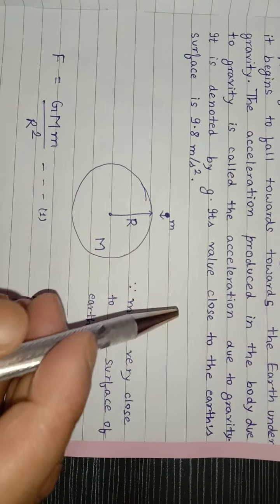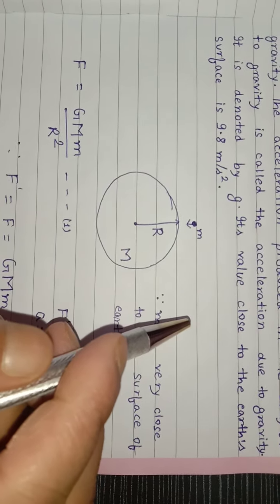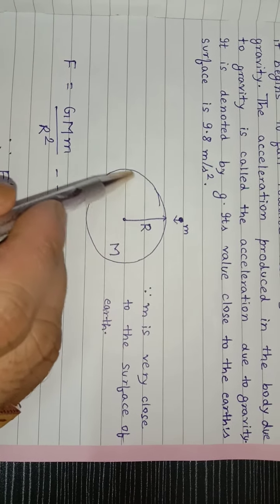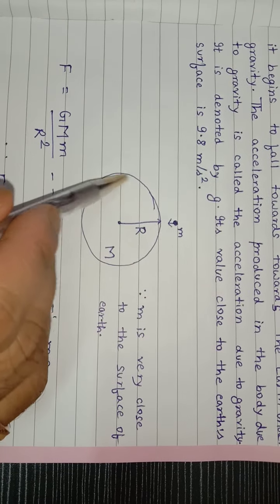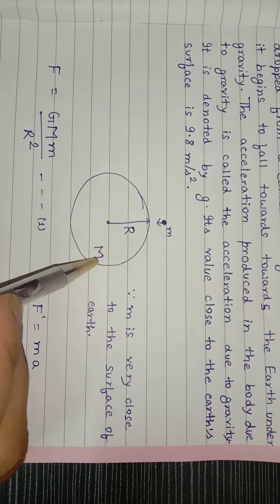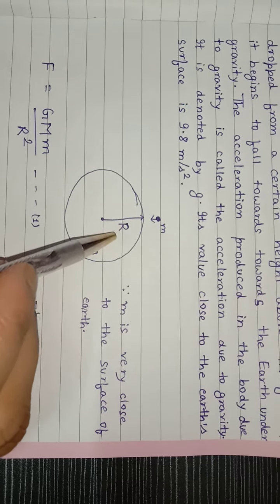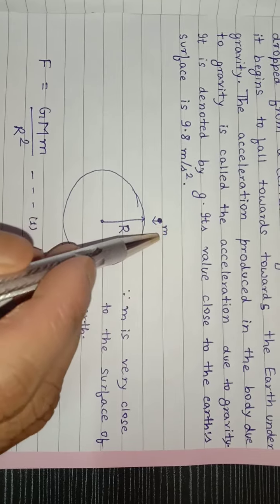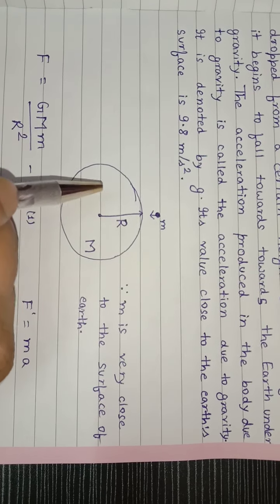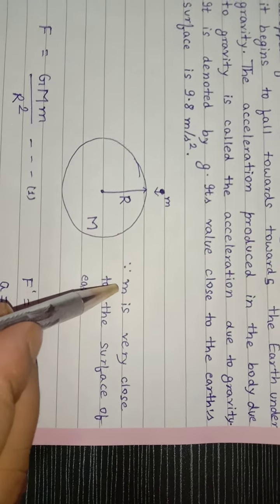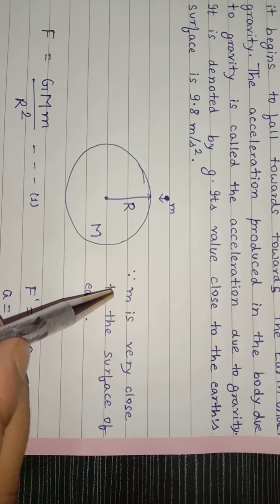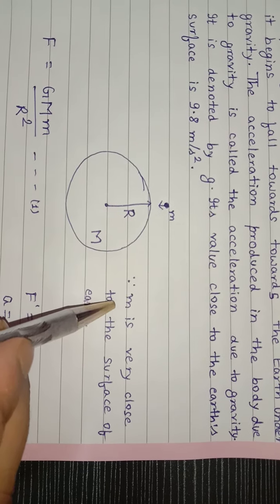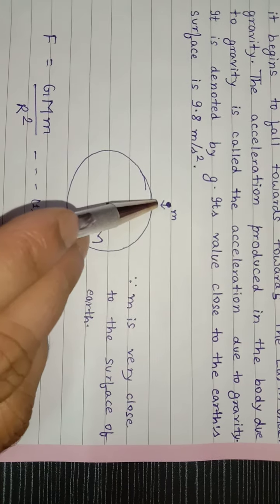Okay, now we have understood the definition. Now we will try to understand this topic with the help of one diagram. Okay, let us consider this is the earth, whose mass is denoted by capital M and the radius is capital R. Okay, now let us consider there is a small body of mass small m, and it is falling towards the earth. Now in this diagram we have made a consideration that this mass m is very close to the surface of the earth.